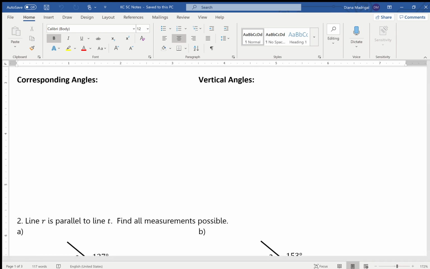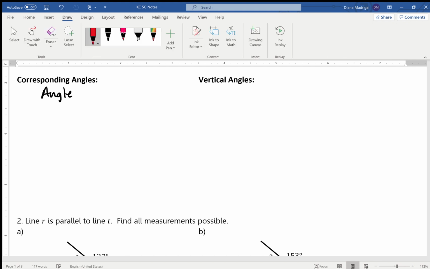The other two vocabulary words that we're going to be talking about in this unit are corresponding angles and vertical angles. These are angles made thanks to those lines, either parallel lines with intersecting lines or perpendicular lines, okay? The first one we're going to learn is about corresponding angles. Angles that are across, angles that have matching corners.